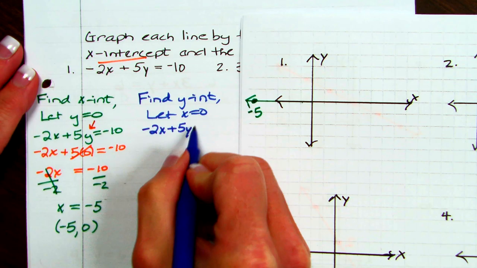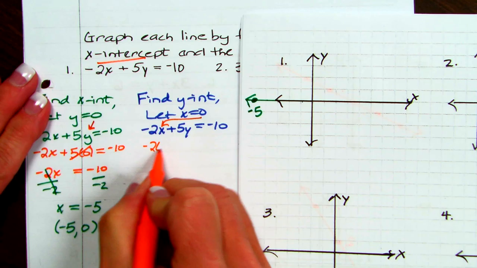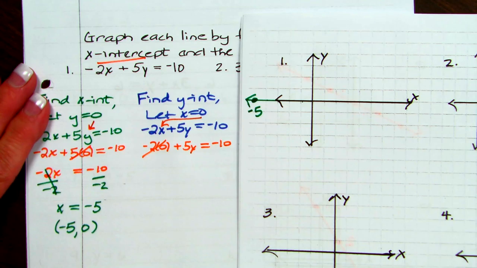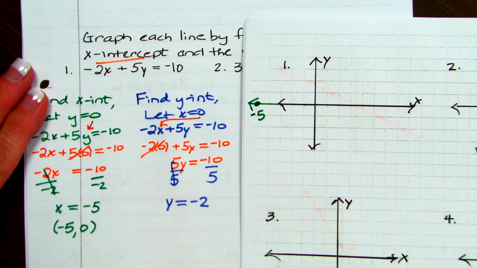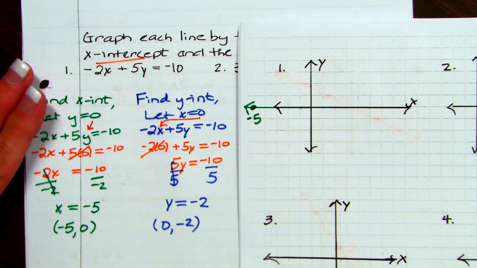To find my y-intercept, you will let x equal 0 because every point on the y-axis has an x coordinate of 0. 0, 0, 0, 1, 0, 2. So you can find the y-intercept by letting x be 0. So I'm going to write my equation down again. And this time where I have an x, I'm going to put a 0. So I have negative 2 times 0 plus 5 times y equals negative 10. And negative 2 times 0, that goes away. And then you're going to drop down your 5 times y equals negative 10.